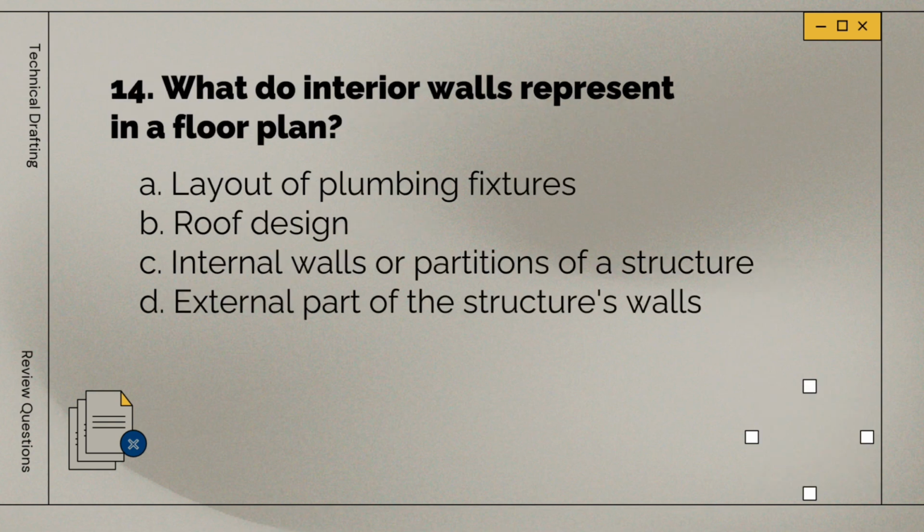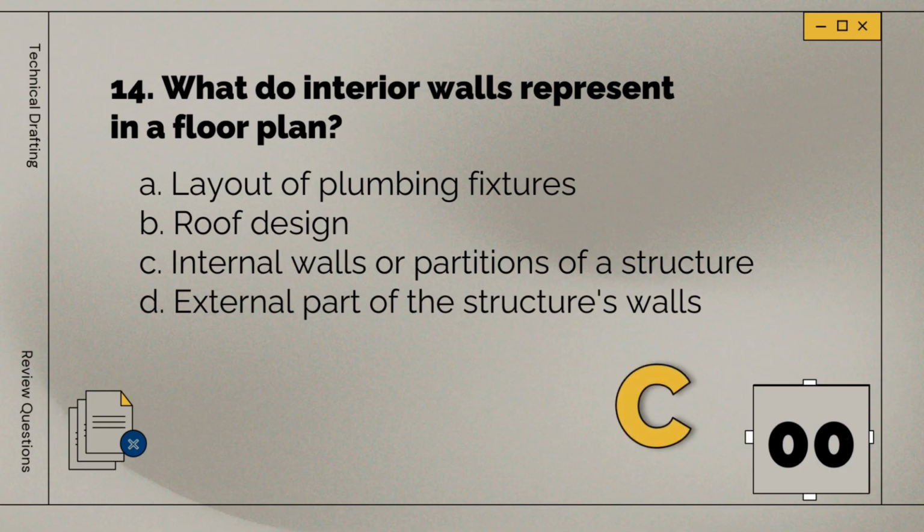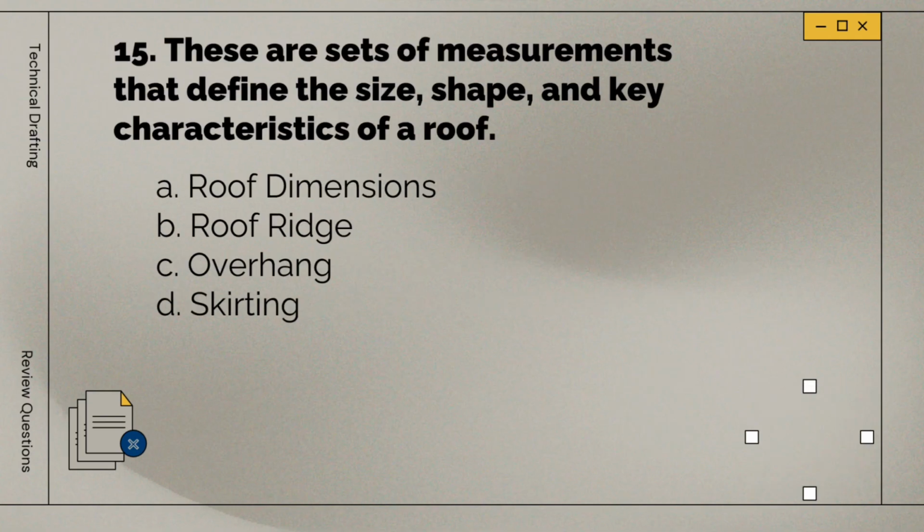Number 14. What do interior walls represent in a floor plan? The correct answer is letter C. It shows the internal walls or partitions of a structure.